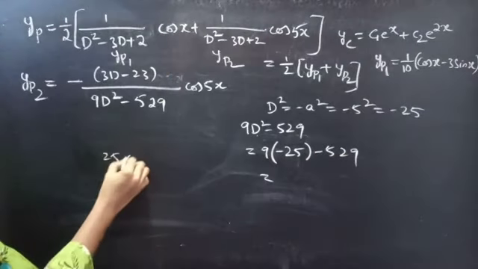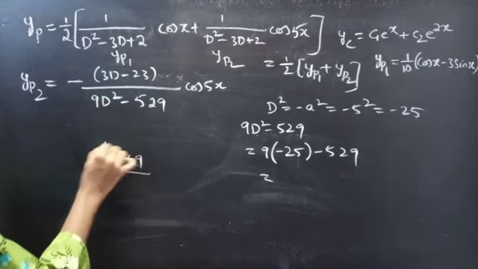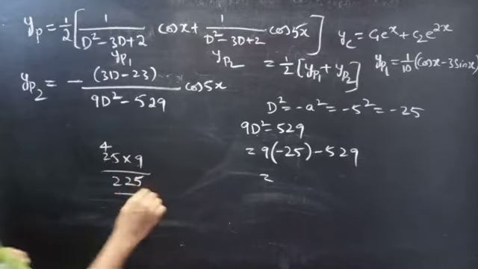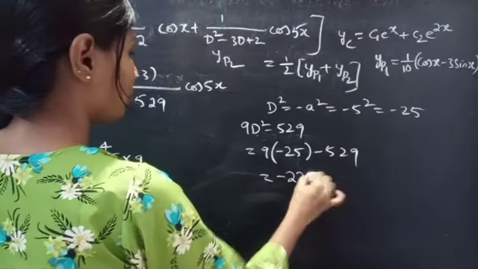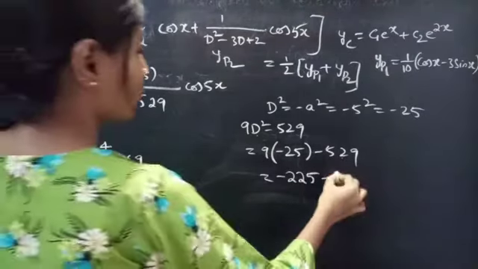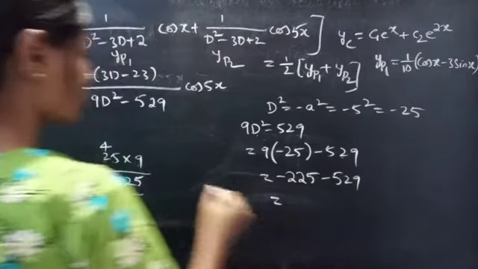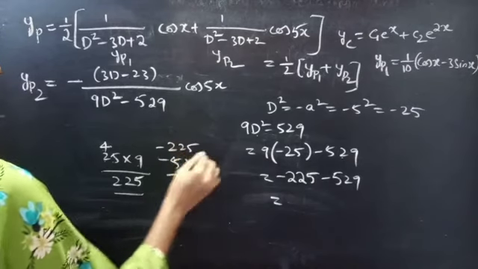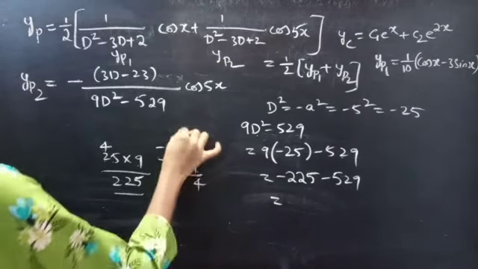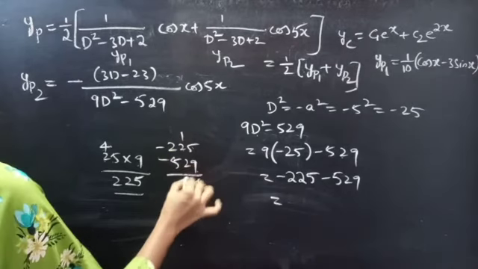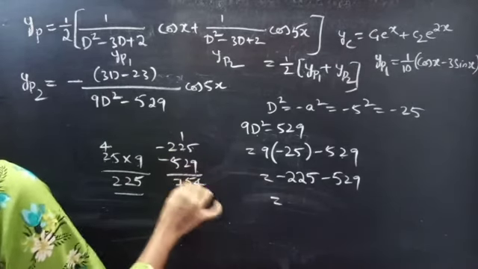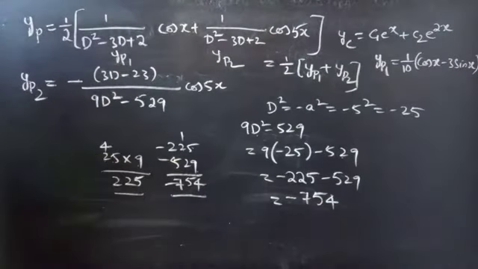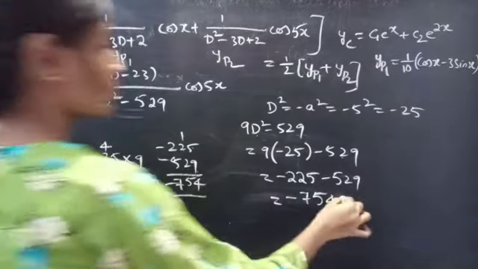25 nines: 9 5s are 45, 9 2s are 18, 18 plus 4 is 22, so minus 225 minus 529, right, which is equal to 5 plus 9 is 14, 2 plus 2 is 4, 4 plus 1 is 5, 2 plus 5 is 7, minus 754, which is not equal to 0.